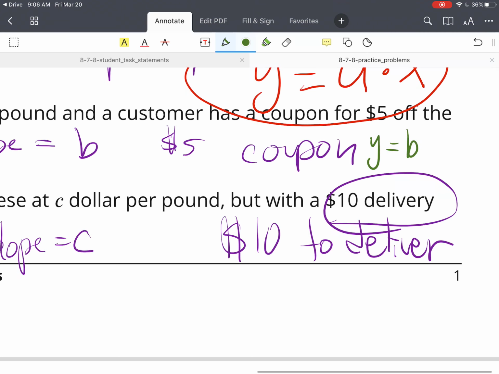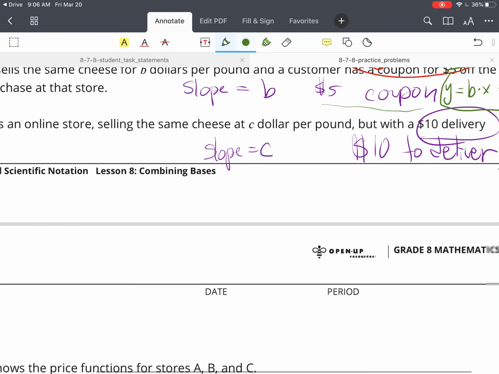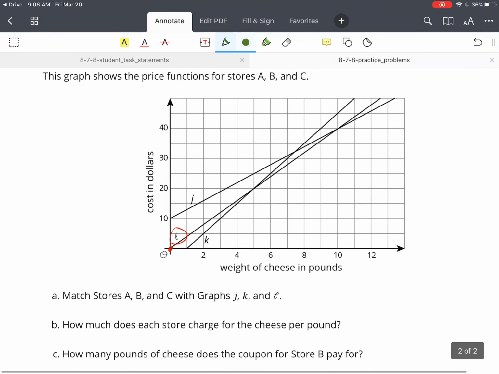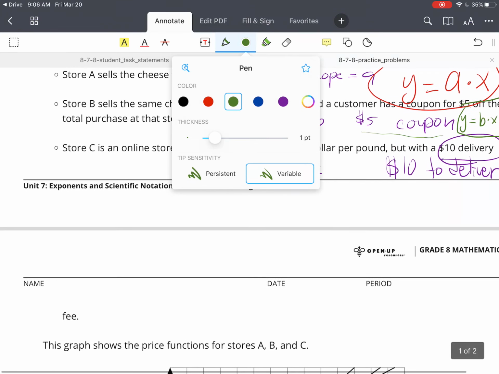So the equation for this one is going to be y equals b times x, but is it going to be plus 5 or minus 5? Think about it. You're saving $5. So will it cost you $5 more or $5 less? You got it. It's $5 less. So we're looking for the equation here where the y-intercept or the starting value is below the x-axis. And sure enough, it's k.